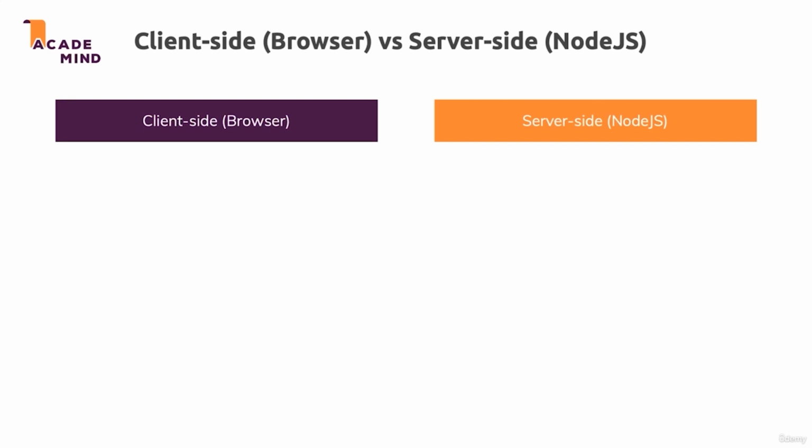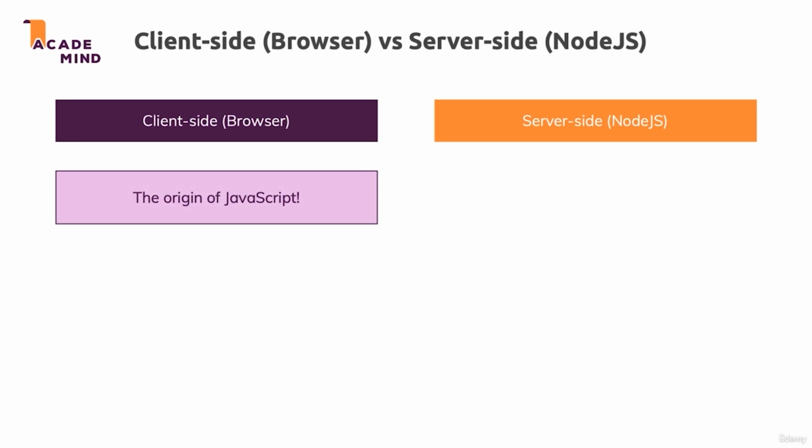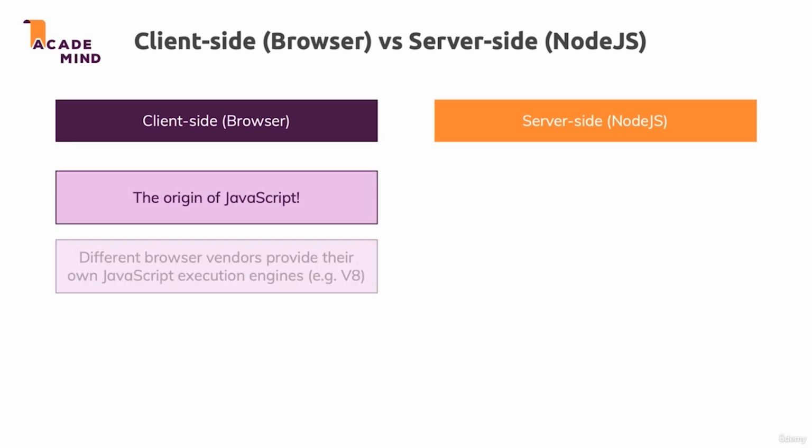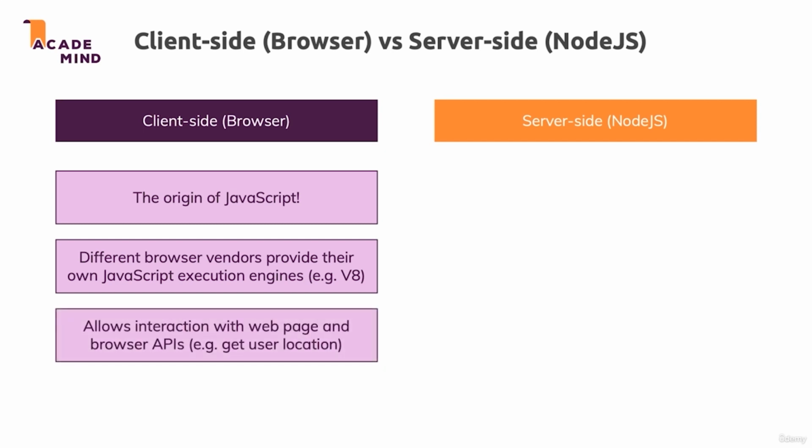And the client-side part is really the origin of JavaScript. And as you learn, different browser vendors, so different companies developing browsers, provide their own JavaScript execution engines. For example, the V8 engine, that's the name of the JavaScript engine Chrome uses. And the important thing there is that in the browser, you are able to interact with the web page from inside JavaScript.